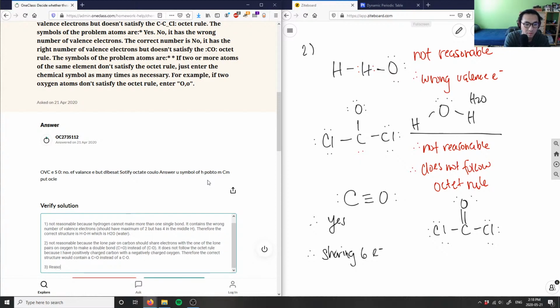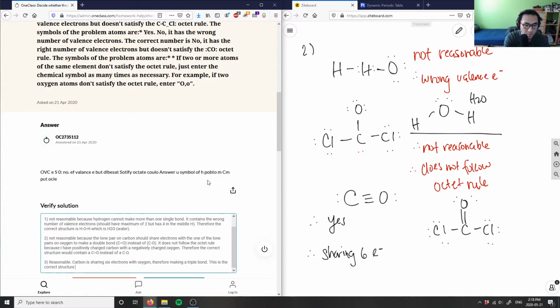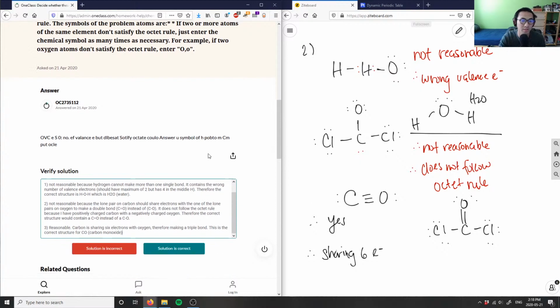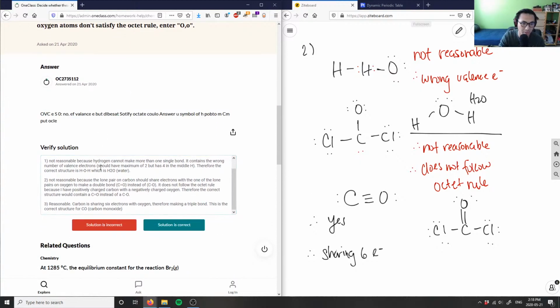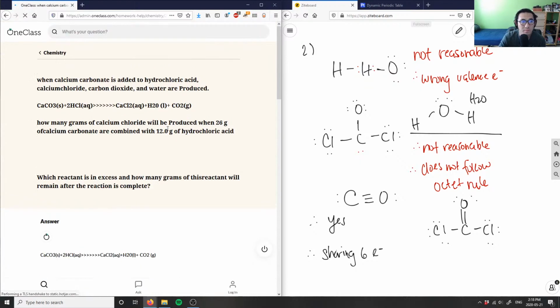And 3 here is reasonable, so it's yes, because carbon is sharing 6 electrons with oxygen, making a triple bond. This is the correct structure for CO, which is carbon monoxide. So this solution is incorrect because, again, I don't see any solution here, but I'm going to write my own solution as well. Okay, that was number 2.